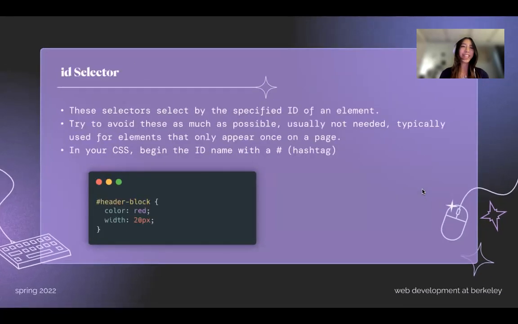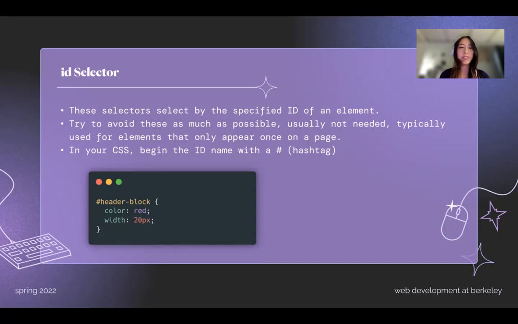Okay, next, finally at the very bottom of the hierarchy, is the ID selector. These will get an element with a specified ID, some very unique name that you gave an element. Typically, these are avoided because it's usually not needed and it's really just to target something super specific. For example, if you want all your buttons to look the same, you shouldn't be doing different IDs for each of them, but making them all the same style.